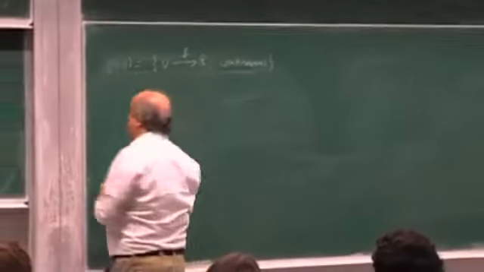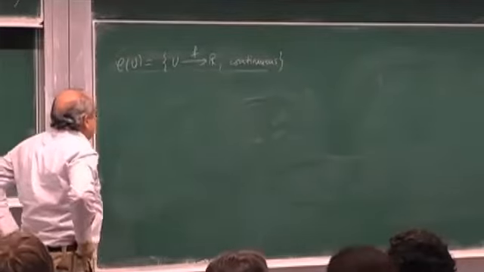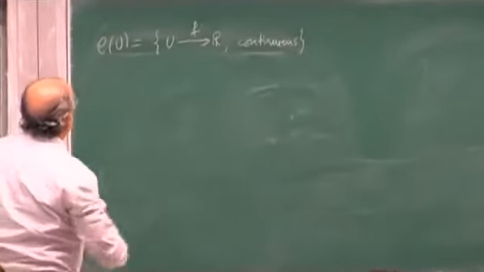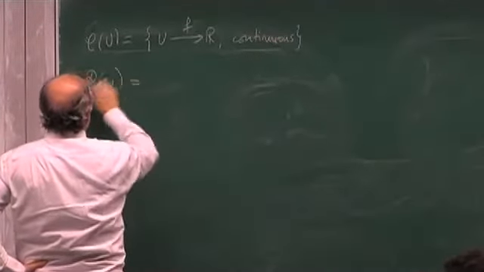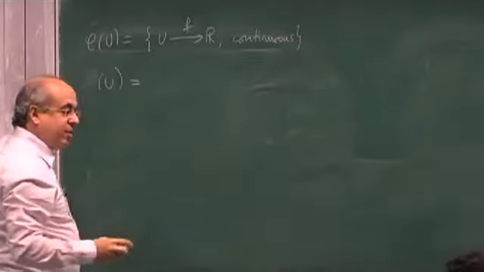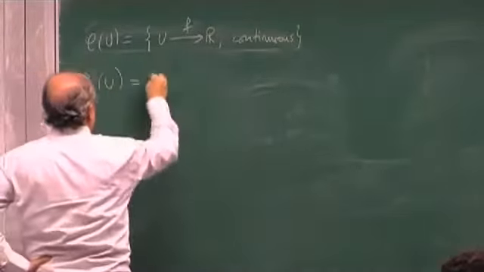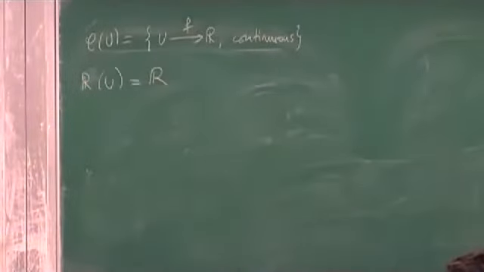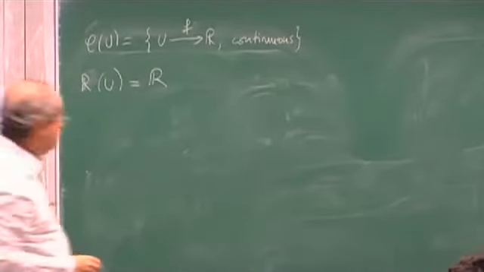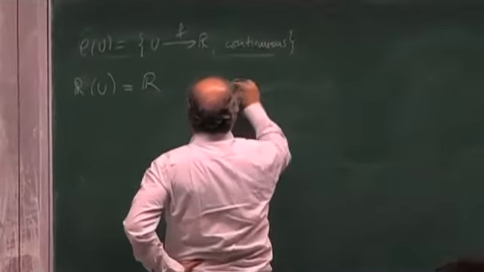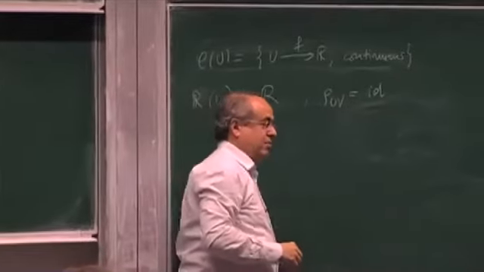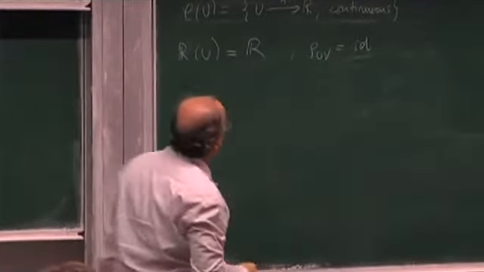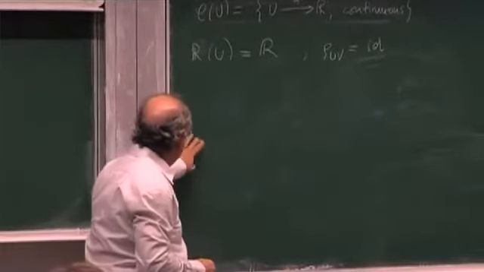You can even make much more trivial examples. For instance, you could do the following. To every non-empty open subset, you associate the same group, for instance, the real numbers. And the restriction morphisms are always the identity. This is a very trivial example, but still it has something in it, some non-trivial thing in it.